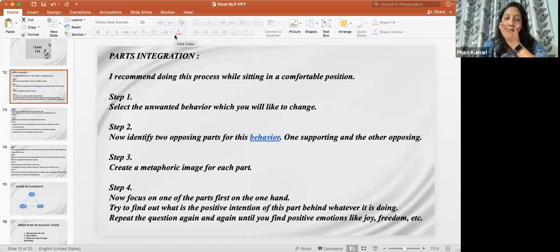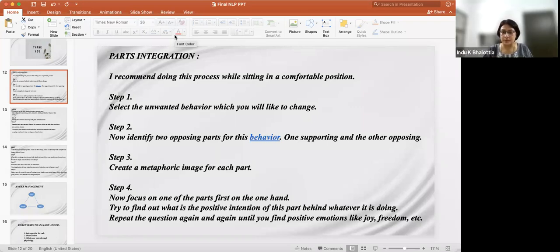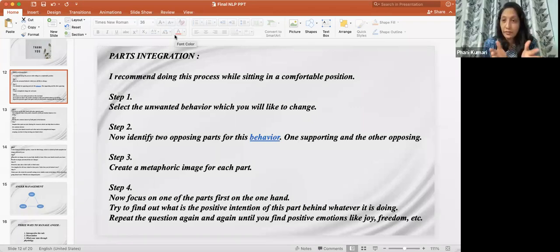Okay. Regarding the situation you have given me right now, that is a very simple situation where we can use this parts integration, right? For that particular situation, I can give you the 5 steps. First thing, identify the part. Which part are you preferring? I mean, are you having a choice? Do you want to purchase or don't want to purchase? Which one is the most triggering point for you?